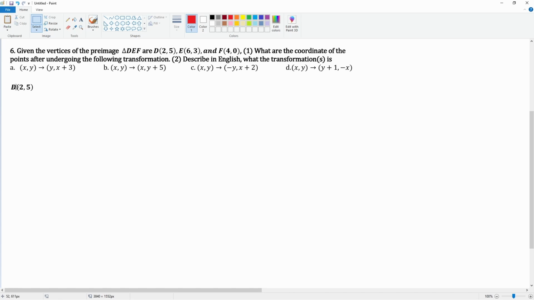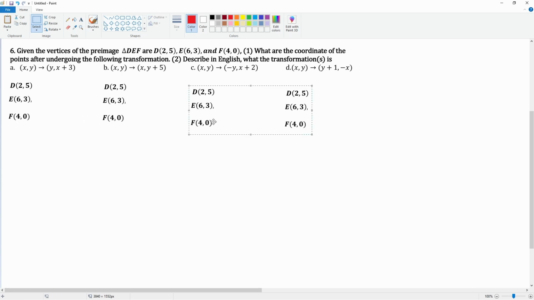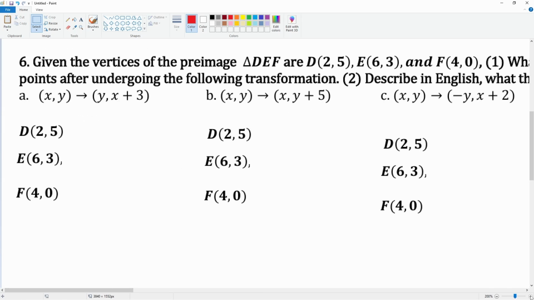D is (2, 5), E is (6, 3), and then F is (4, 0). And these are the same points for all of them. So I'm just going to copy paste this over to all the other problems. All right, so let's do the first one.